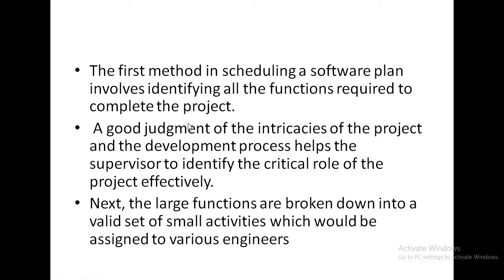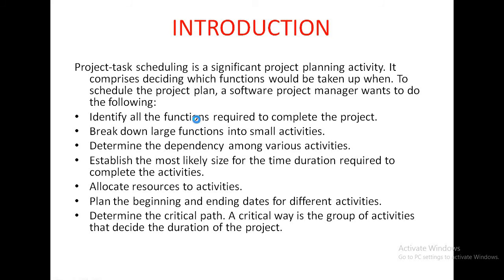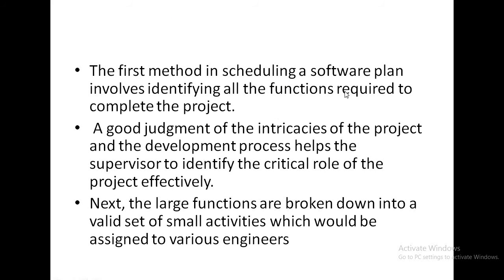What is the first step? The first method in scheduling a software plan involves identifying all the functions, that is, identifying the different types of functions required to complete the project. How can he identify which function is required and which is not? First, the project manager understands the project well, so that he knows where the risk arises and how to resolve the different types of risk.